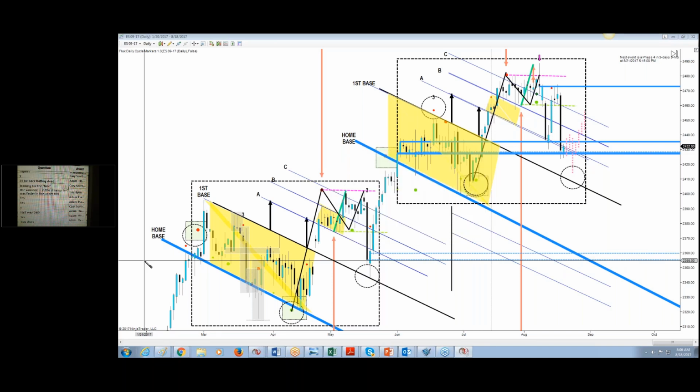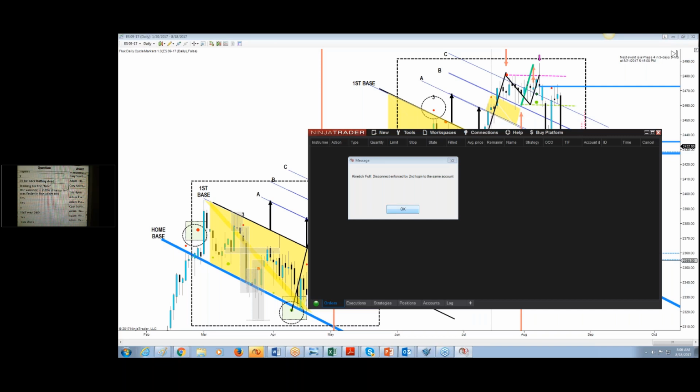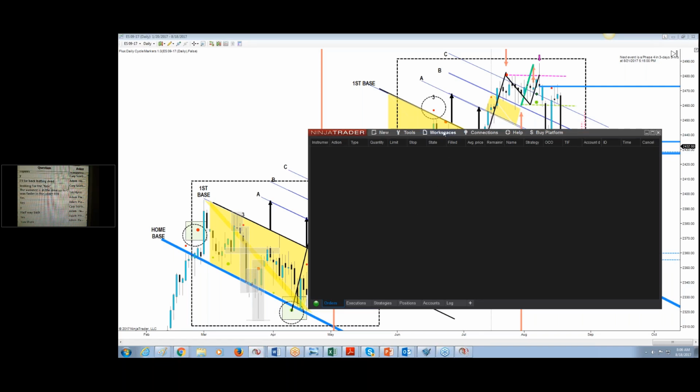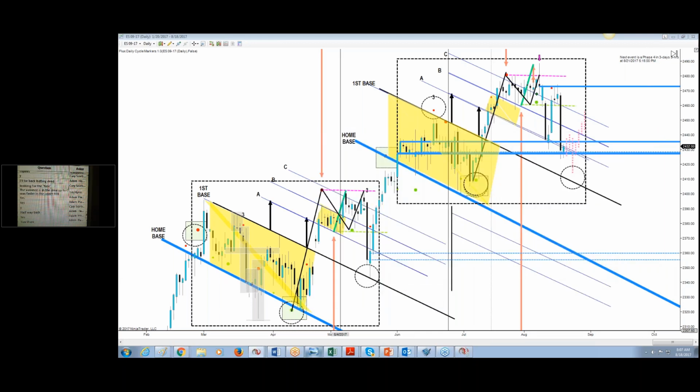I'm starting to see them everywhere, Carrie. It's freaking me out, to be honest with you. Let's see if Ninja actually kept the workspace. Nope. I have this wonderful feature in NinjaTrader 8 where no matter what workspace you save, it never comes back. All right, well, forget that.